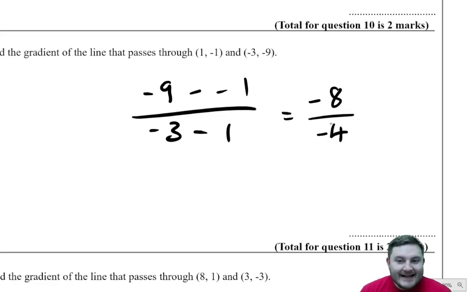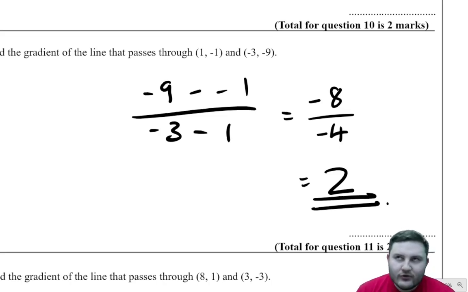Now, when you divide a negative by a negative, you get a positive. 8 divided by 4 must therefore be 2. So really, all grading is just making sure you get the right order, but also making sure we're really confident with those additions and subtractions, multiplications, divisions with negatives. That is really, really important, especially this idea of subtracting a negative.